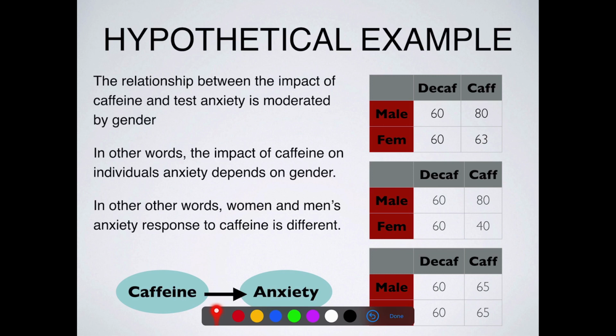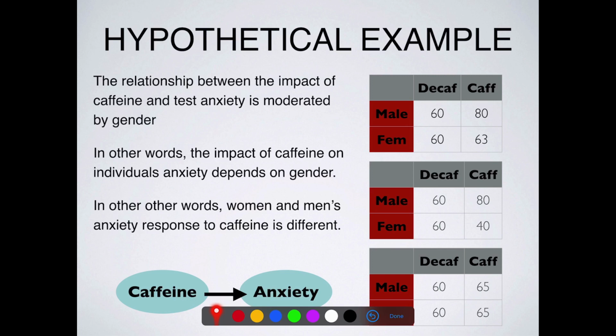So I do think there's a relationship, but I think it might vary based on gender. These are 3 potential outcomes. In this outcome, it looks like for male participants, there's an increase in anxiety from decaf to the caffeine, an increase of about 20 for the people who took the caffeine versus the control condition. Whereas for female participants, there is no difference. So you might find this, right? You might find that for male participants, there is an impact on anxiety, whereas for female participants, it doesn't look like there is.